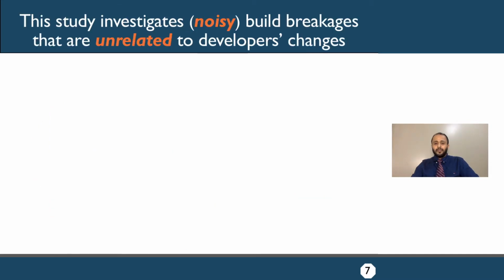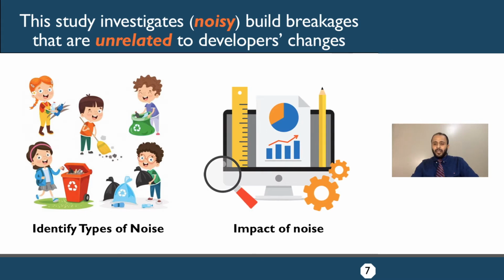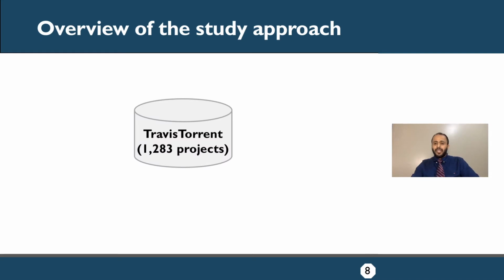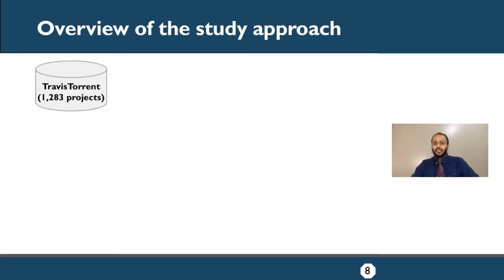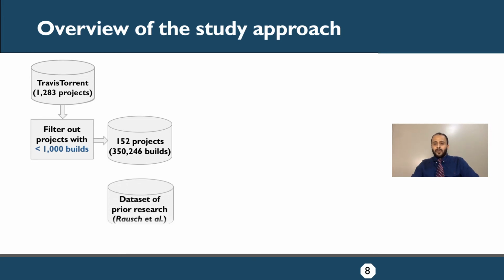In our study, we investigate three types of noisy build breakages: environmental, cascading, and allowed, and then we study the impact of such noises on findings of prior research. To do that, we took the TravisTorrent dataset and selected projects that have over 1,000 builds to end up with 153 projects with enough data for our analyses. We also took another dataset from a previous study on build breakages.